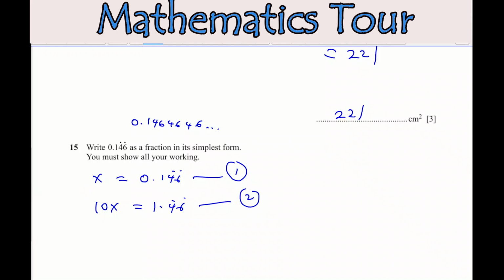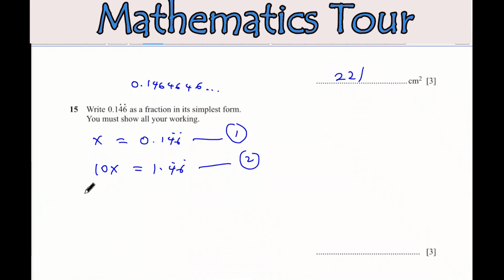Then the next step is to multiply equation 2 by 100 because we have two repeated digits. So if I do that, it will be 1000x equals to, so 1, 2, the decimal point will come here. So you have 146 point. Don't forget, 4 and 6 keep on recurring. So I can just put 4 and 6 here as recurring digits.